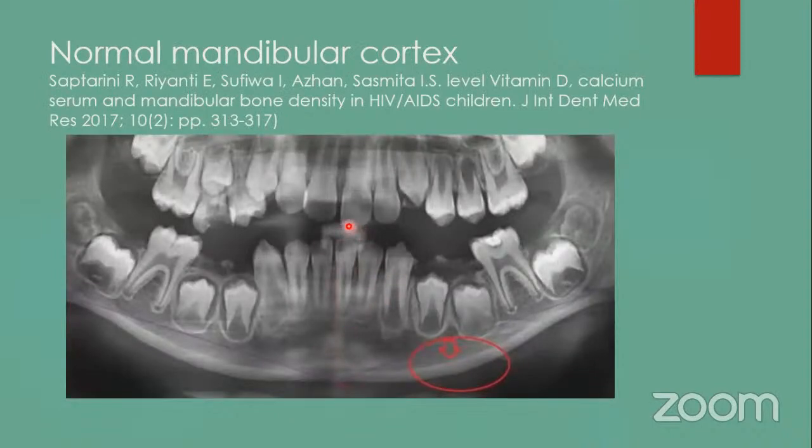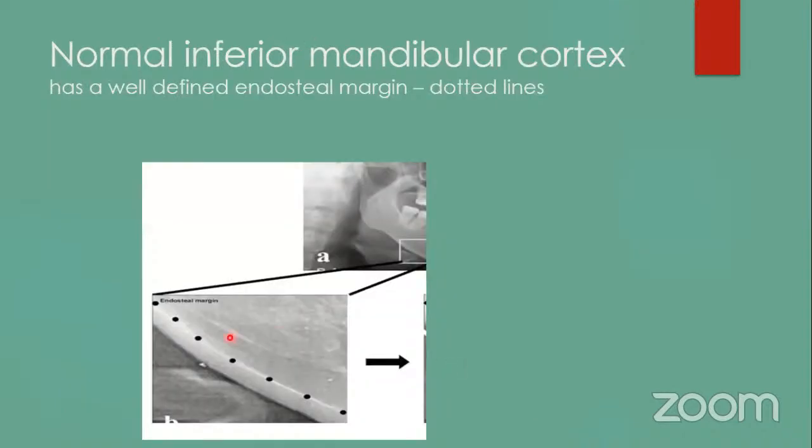The same thing here. Here we are seeing a normal mandibular cortex. This is in a young child. It's very clear. You can appreciate that we have this endosteal margin, which is very distinct.